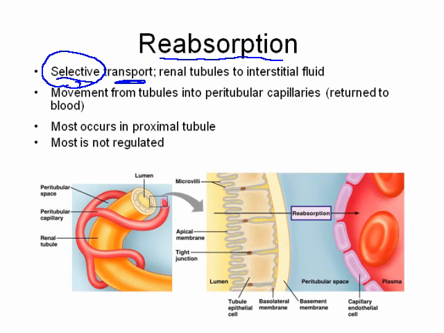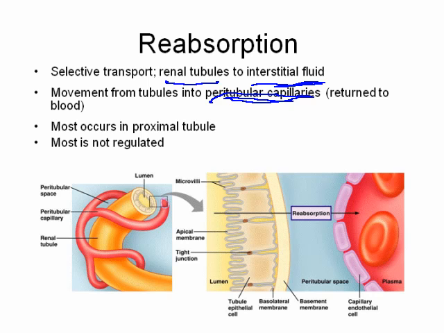Not everything that gets filtered out gets reabsorbed. And of course, it's movement of material from the renal tubules into the interstitial fluid surrounding the renal tubules, and then ultimately into the peritubular capillaries, the vasa recta, etc., and ultimately return to the blood. Most of it occurs in the proximal tubule, which makes sense. We've just finished filtering out a great deal of material in the glomerulus, and now we are going to reabsorb most of that important material that we want to conserve, such as glucose. Most of it, however, is not regulated. So most reabsorption is occurring in the proximal tubule, and most of it is not regulated.